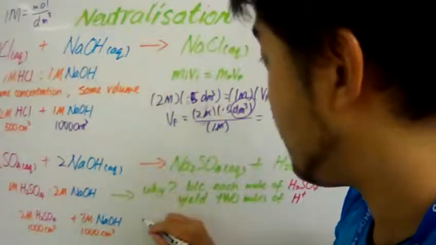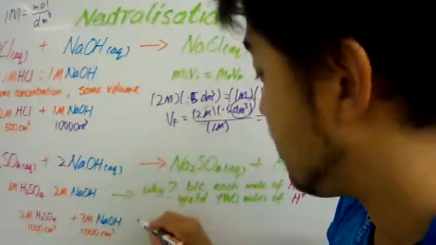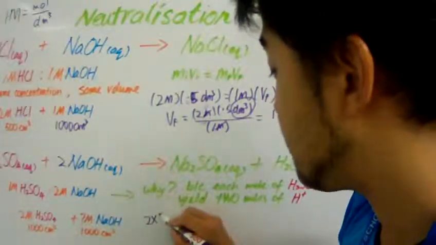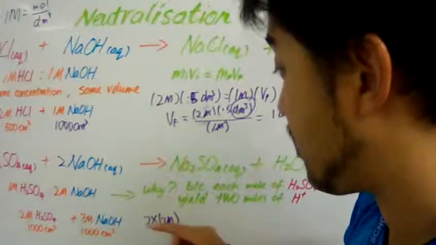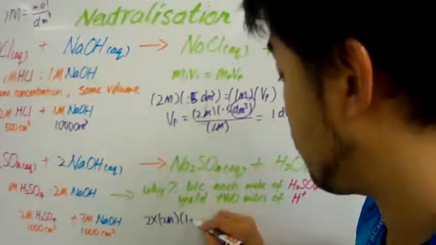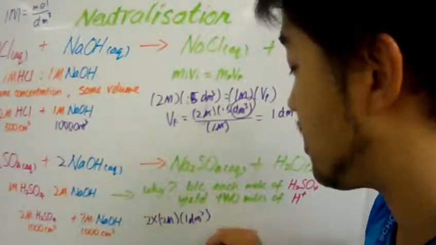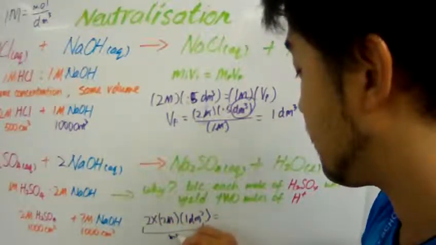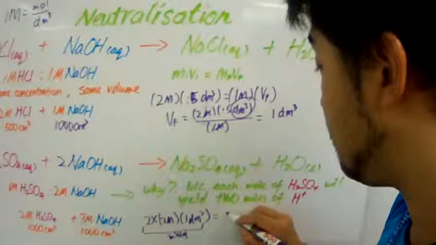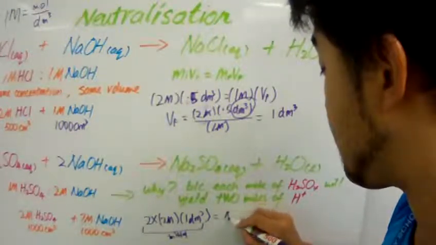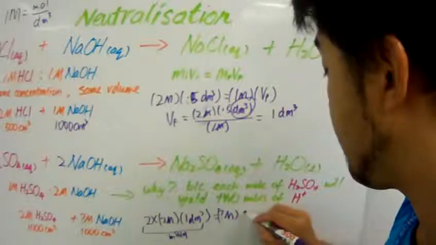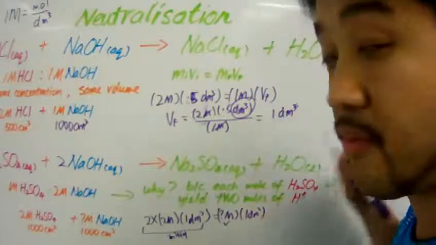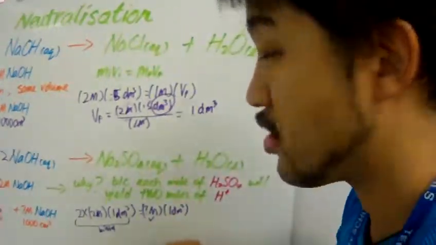Now, because this is a diprotic acid, you need to multiply by 2 for the concentration of the sulfuric acid, and I'll convert cubic centimeters to cubic decimeters, and I'll put this as the initial. The final molar concentration is some unknown molar concentration multiplied by 1 cubic decimeter. And I'm trying to solve for this unknown concentration of sodium hydroxide.